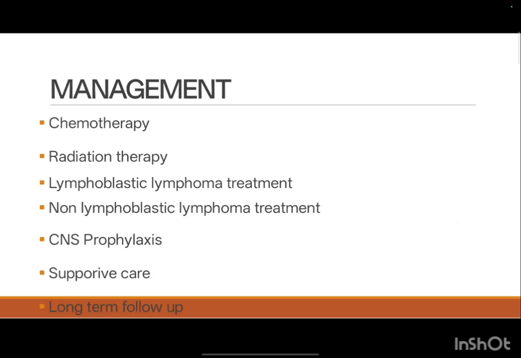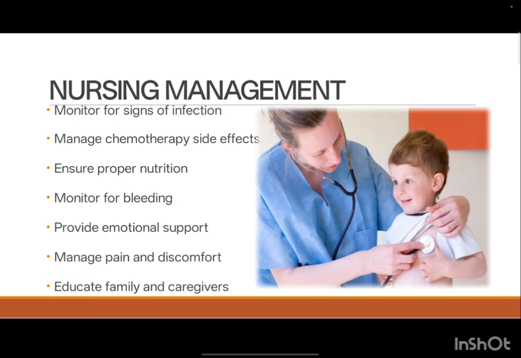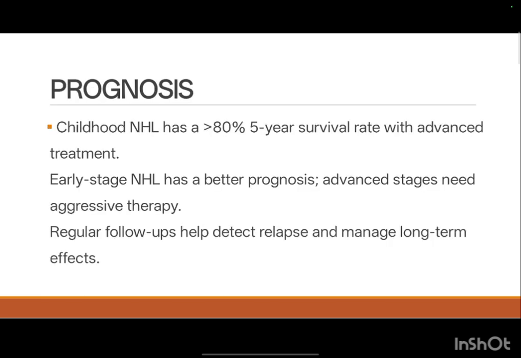Management: chemotherapy, radiation therapy, lymphoblastic lymphoma treatment, non-lymphoblastic lymphoma treatment, CNS prophylaxis, supportive care, long-term follow-up. Nursing management: monitor for signs of infection, ensure proper nutrition, monitor for bleeding, provide emotional support, manage pain and discomfort, educate family. Prognosis: childhood non-Hodgkin's lymphoma has a more than 80% 5-year survival rate with advanced treatment.